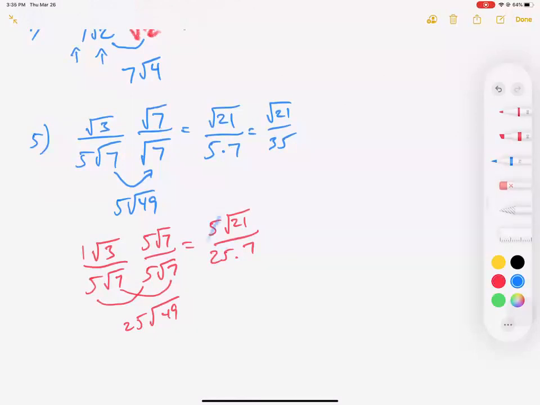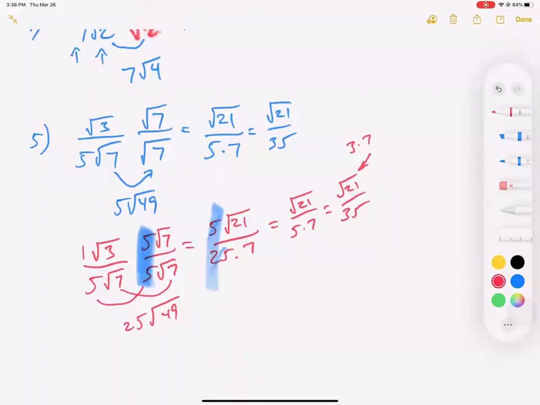Hey, doesn't 5 and 25 reduce? So even though we multiply 5 on top and the bottom, we were going to reduce anyways. So we could actually save time by not writing it. Okay, let me pause.